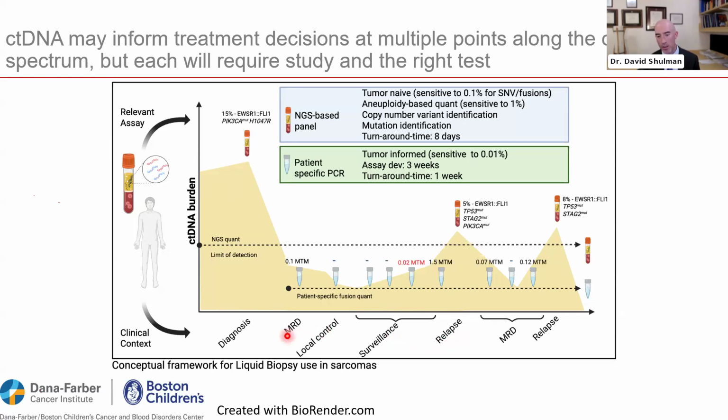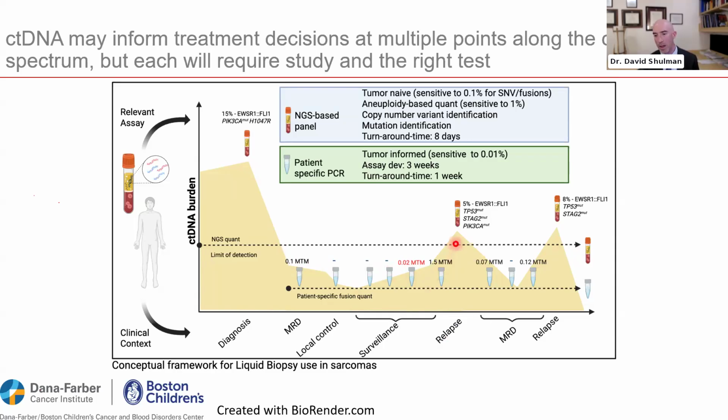As you think through each of these questions, it's really important to think about what test you're using. In the yellow here, you can imagine that the amount of circulating tumor DNA in the blood goes down dramatically after we do surgery, give radiation, or do chemotherapy. For most patients, it's going to drop below the level of what our traditional tests can do, but maybe our more sensitive MRD tests can detect circulating tumor DNA at those times.